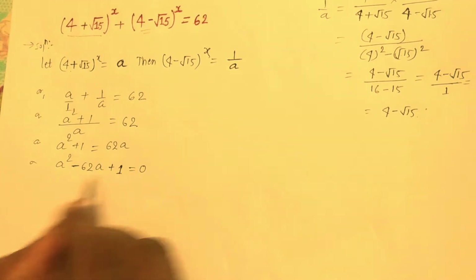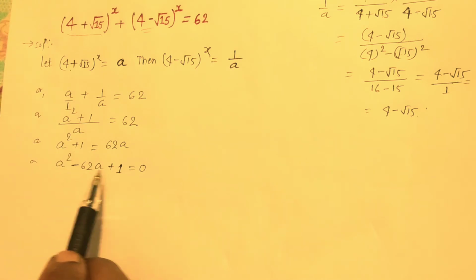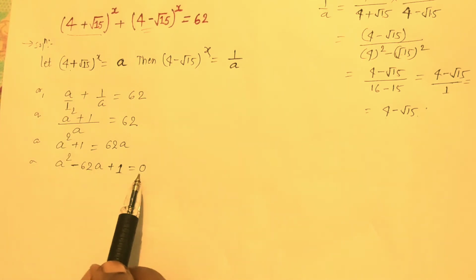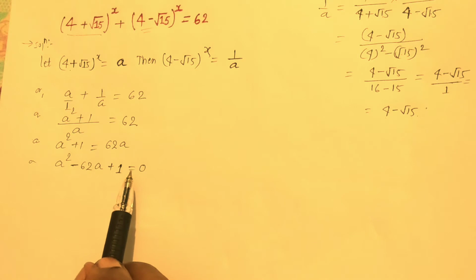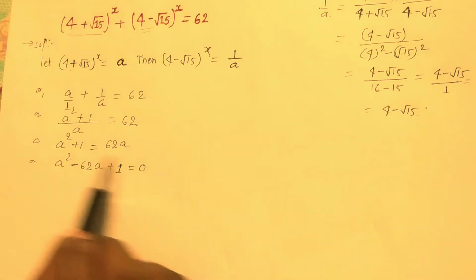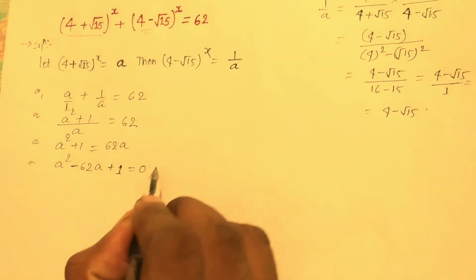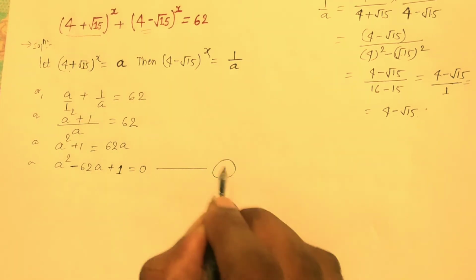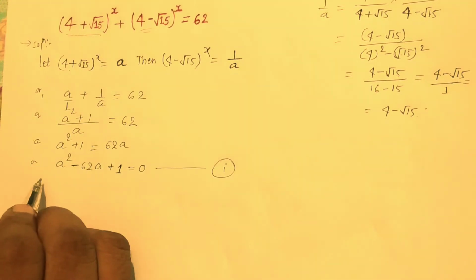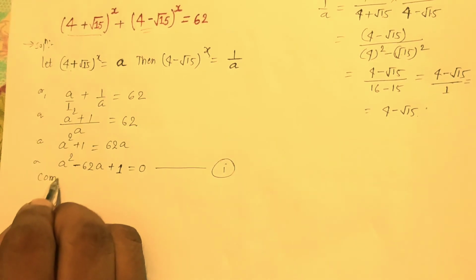So we got a quadratic equation in the form of a. As you can see here, a square minus 62a plus 1 is equal to 0. Now we need to find the value of a, we have to solve for a. I am going to call this equation (1), and then compare it with the standard quadratic equation.